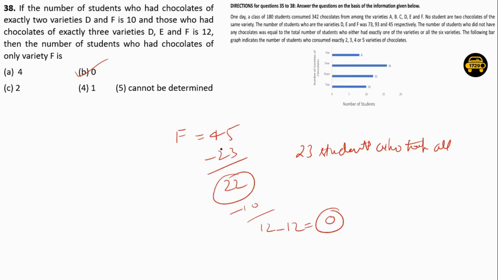Because out of all the 45 chocolates of F, 10 students consume D and F, so 10 Fs are removed. Then we know 12 students consume D, E and F. These 12 students again are removed. And those 23 students who took all the varieties, they must have taken F, so they also are to be removed. So we are left with no chocolates. So the number of students who had chocolates of only variety F is 0.